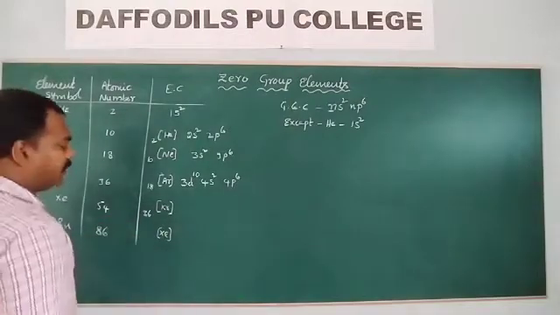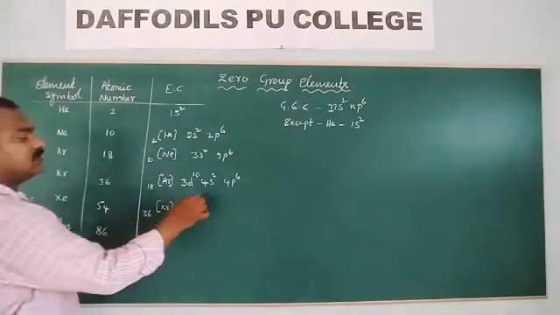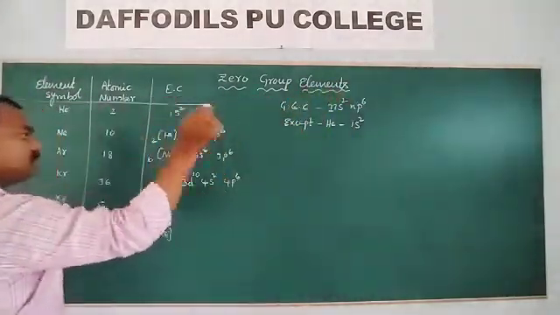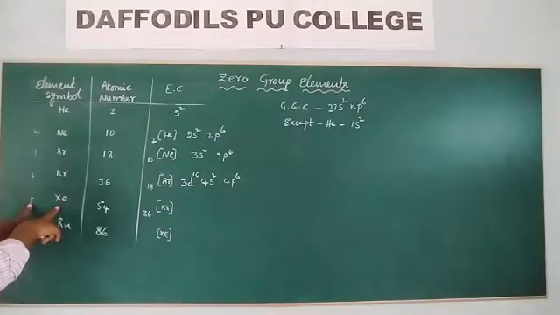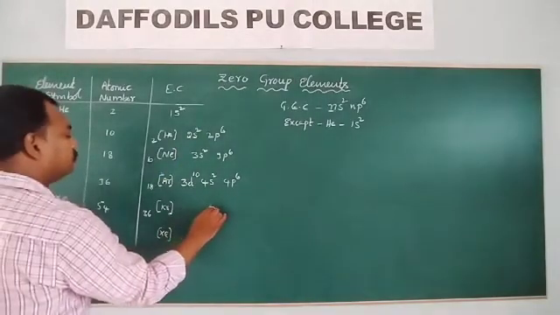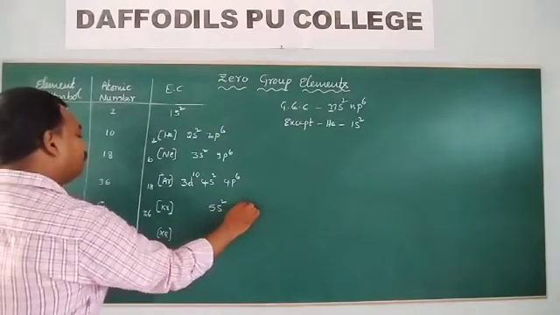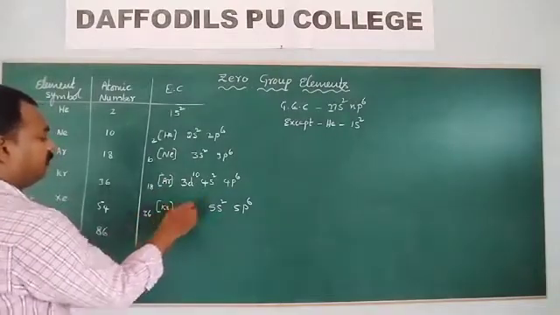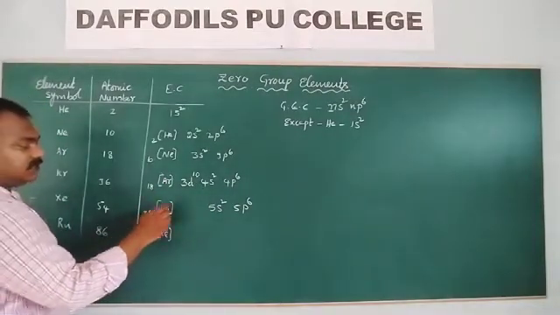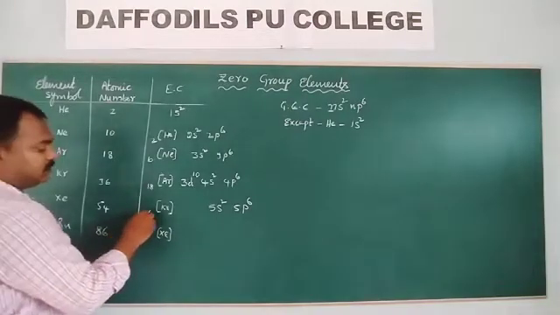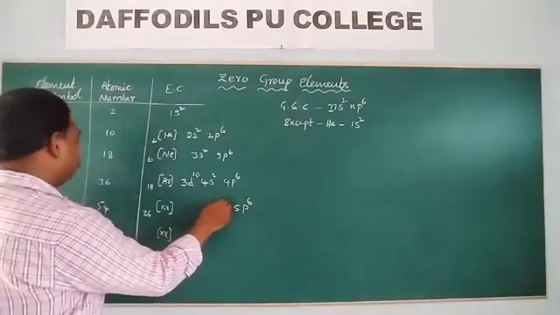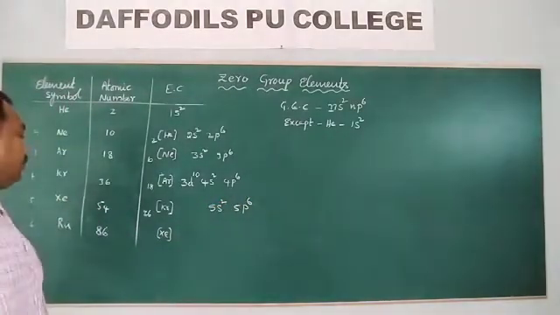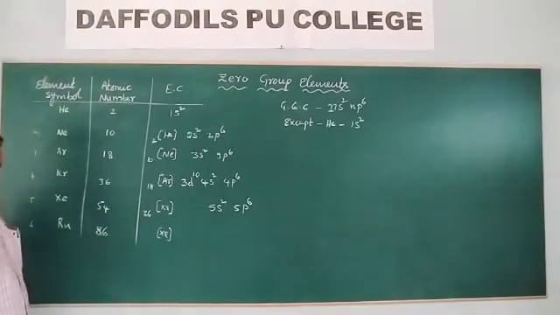You have to write down the remaining electronic configuration. What is the general electronic configuration? ns2 np6, where n stands for period number. Xenon is a fifth period element, so I am writing 5s2 5p6. Now count how much of this electronic configuration is completed: 36, 38, 44. That means again 10 electrons you have to write down.